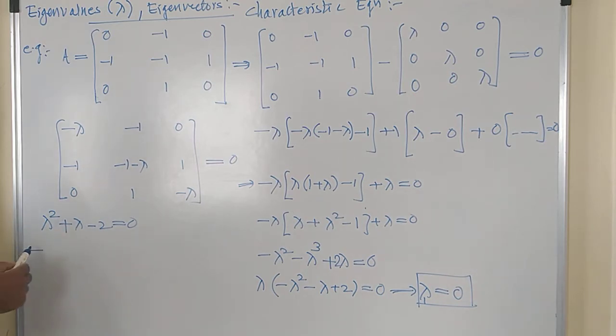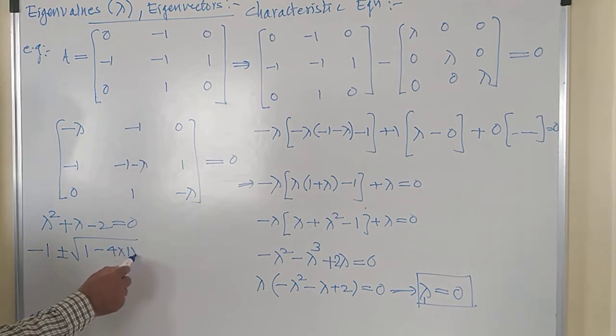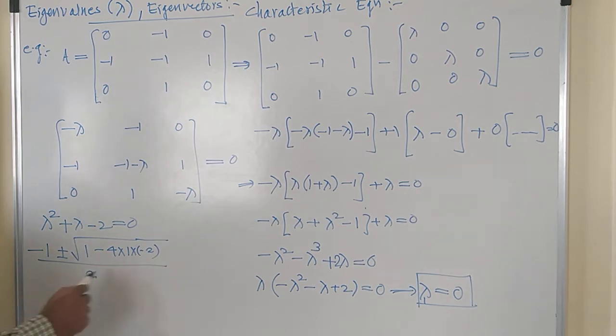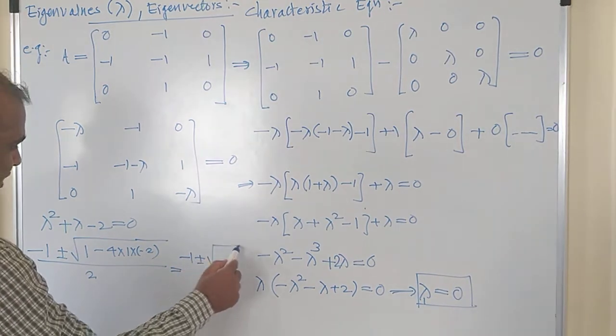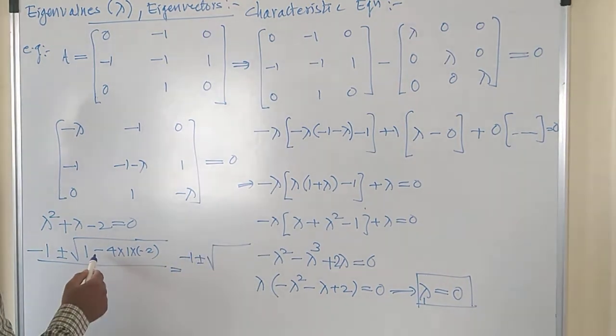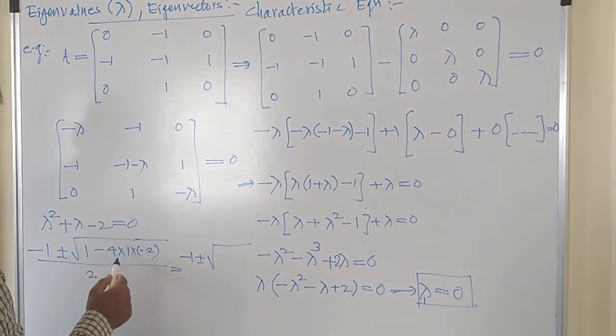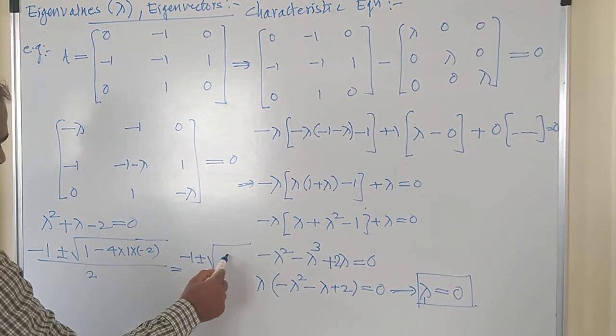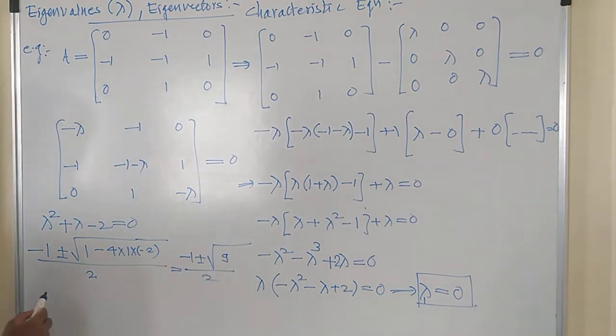And after that, lambda is minus b plus or minus square root of b square minus 4ac upon 2a. A is 1. This will give you minus 1 plus or minus square root of 1 minus minus, which will be plus 8. 8 plus 1 is 9, by 2. So this gives you the two eigenvalues as minus 1 plus or minus 3 by 2.